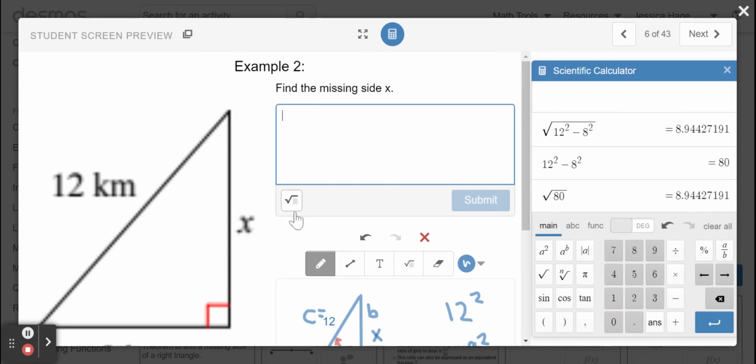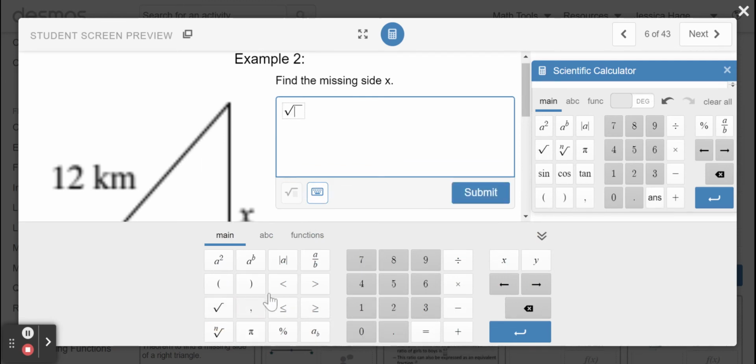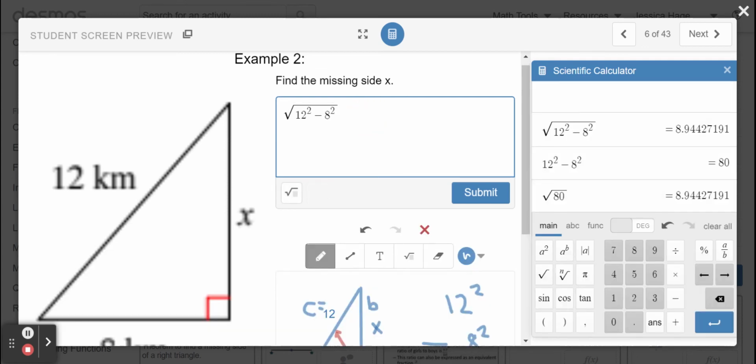All right, so we have our work here. I'm going to type that in. So I'm going to do the math. I'm going to do the keyboard. I'm just going to type in the square root of 12 to the second power minus, fix my mistake there, 8 to the second power. And so that is going to equal, actually, we don't want that to continue. So let me click outside the box and then hit equals on my keyboard. 8.94. So that's our answer for x. So x equals 8.94.